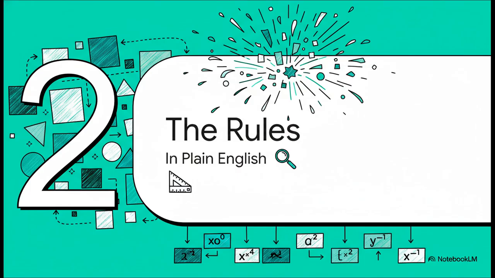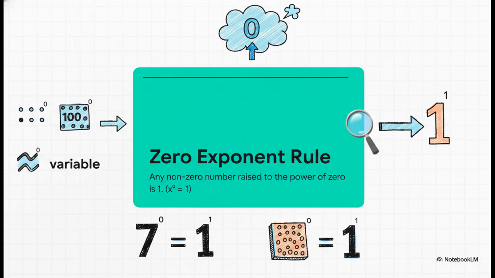And here's the best part. Even though the idea of a 0 or negative exponent is strange, the rules themselves are incredibly simple. Let's break them down. First, we have the zero exponent rule, and it's as easy as this. Any non-zero number, I don't care if it's 5 or 500 or a variable like x, if you raise it to the power of 0, the answer is always 1. That is it. 10 to the power of 0 is 1. A billion to the power of 0, still 1.